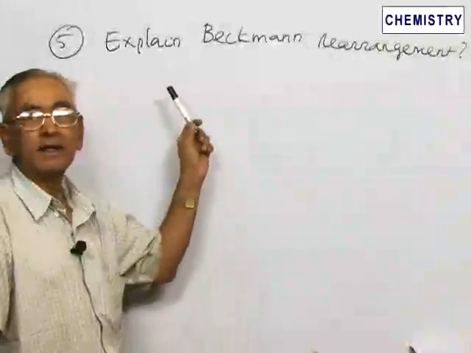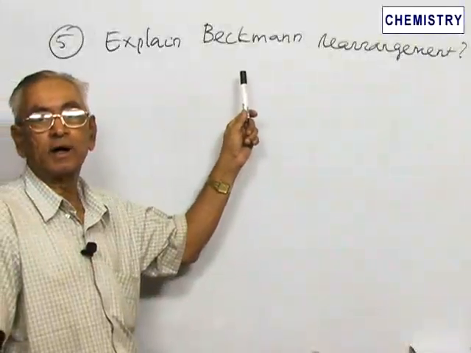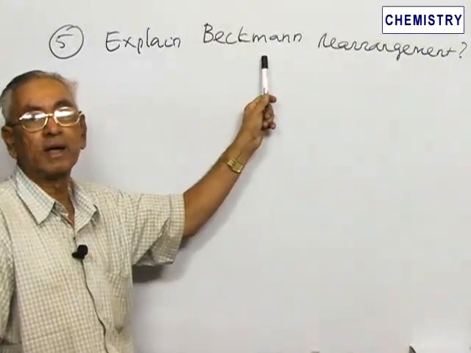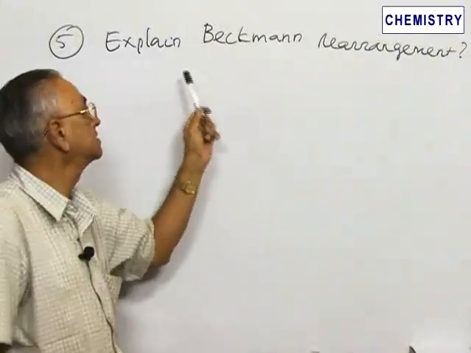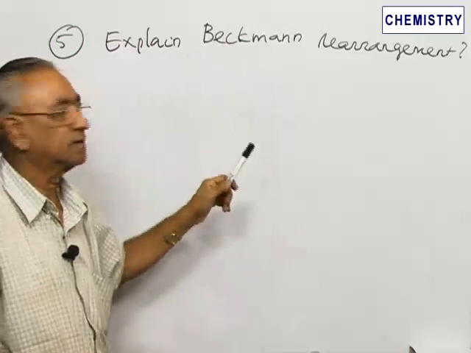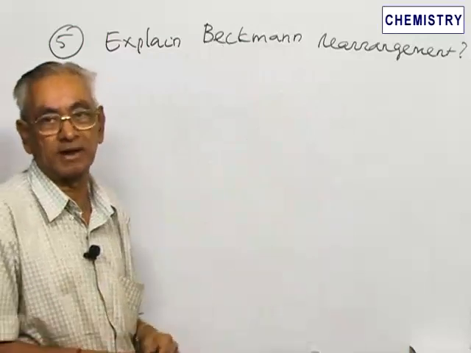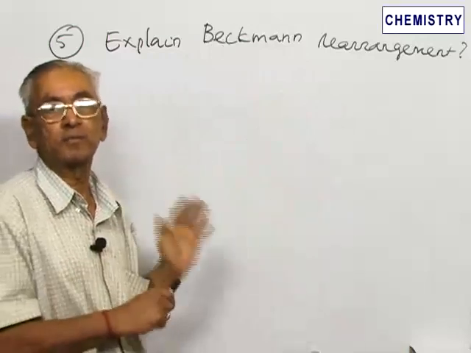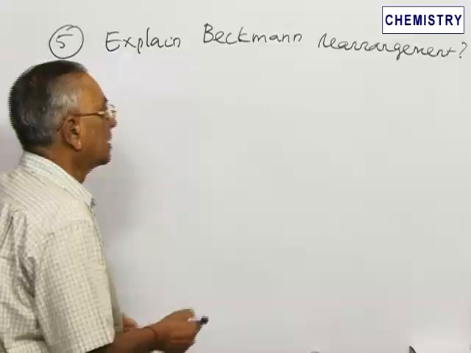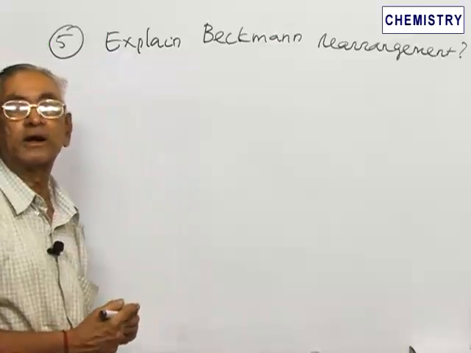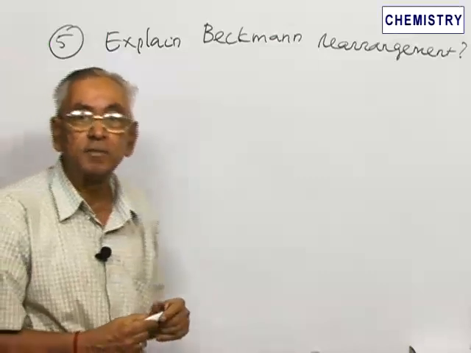This is another very important rearrangement of the organic nitrogen compounds. This rearrangement is known as Beckmann rearrangement. The question asked is, explain Beckmann rearrangement. We would like to discuss some details relating to Beckmann rearrangement. What is, first of all, Beckmann rearrangement? Beckmann rearrangement is the rearrangement of the oximes, particularly the unsymmetrical oximes.